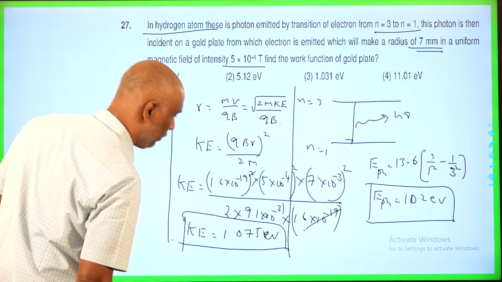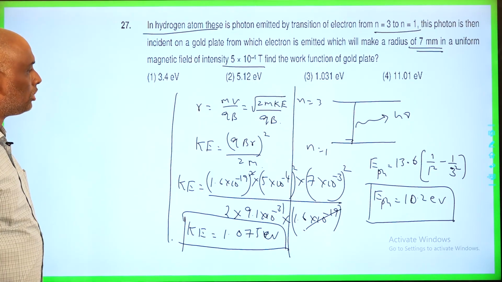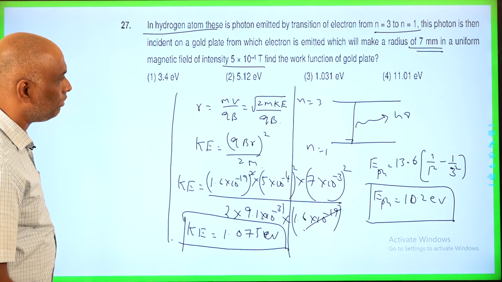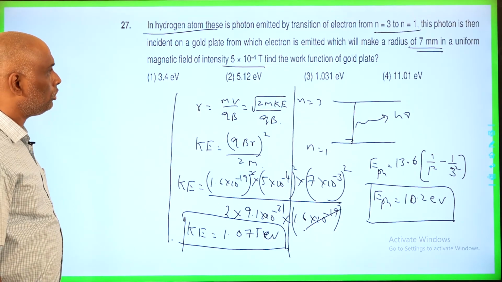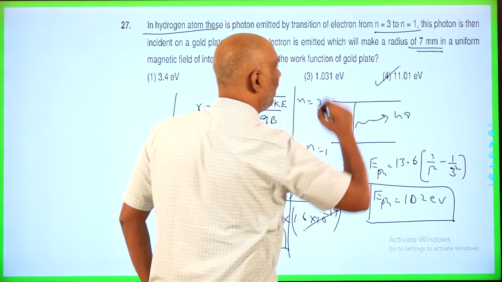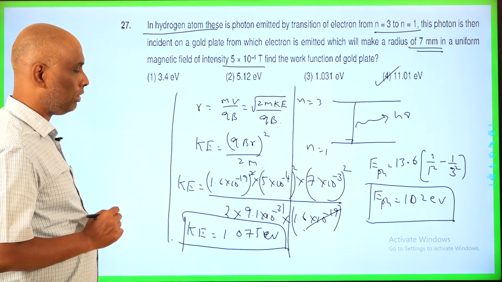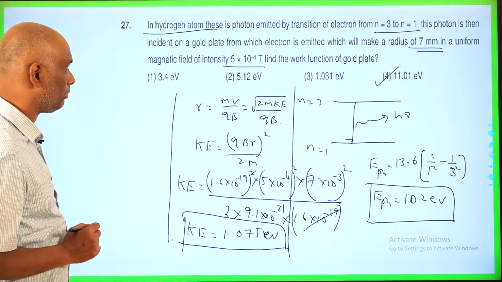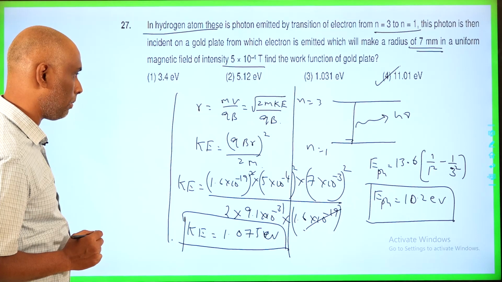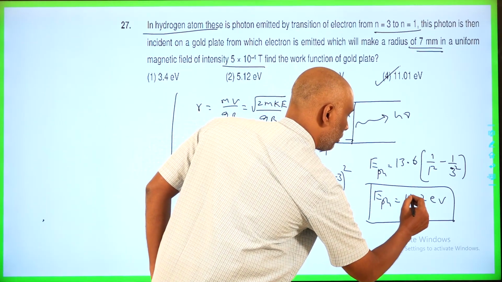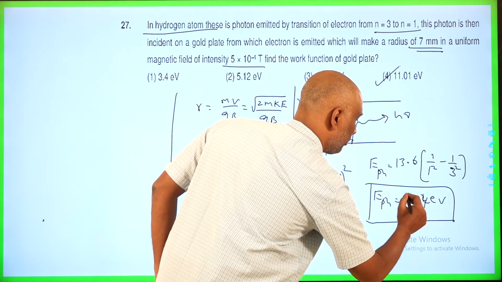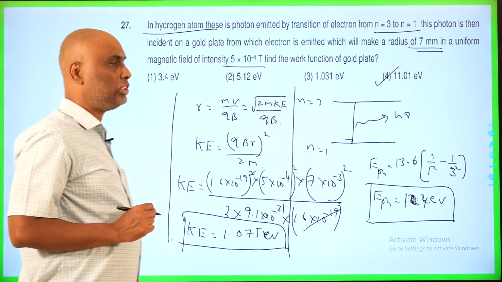Now once we have the kinetic energy, as the energy of the photon is also known, we can find the work function. When we calculate it, we get the work function equal to around 11 electron volts. Okay. Next question. This is around 12.4 electron volt. So substituting, we get 11.01.